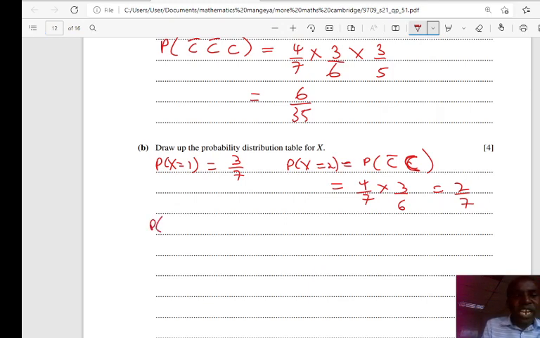Then next probability of X equals 3. That's the one that we found there, is 6 over 35. Then next probability of X equals 4. Let me write it here.